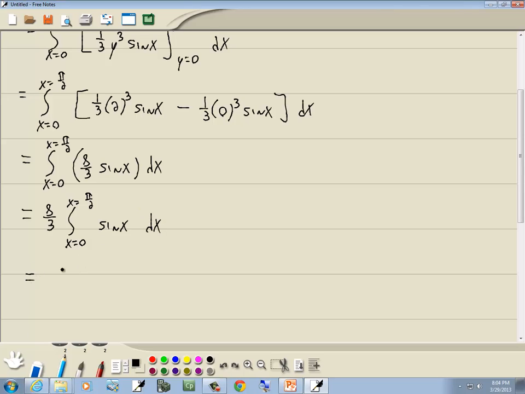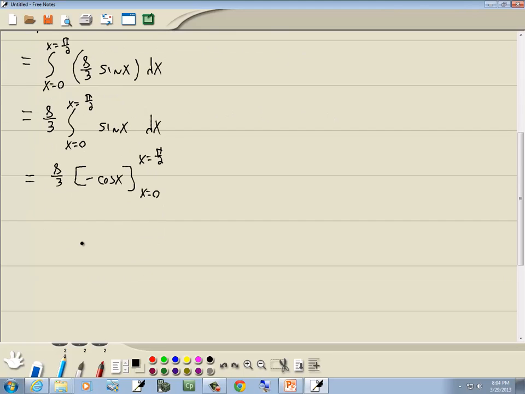And the integral of sine x is negative cosine x. And again, we're going to be plugging these in. Now the negative I can put clear out in front with 8/3. So that gives us negative 8/3 cosine x from x equals 0 to x equals pi over 2. And now I'll plug in those values. So I got negative 8/3 times cosine of pi over 2 minus cosine of 0.